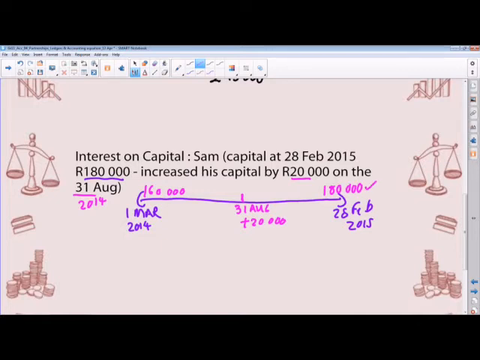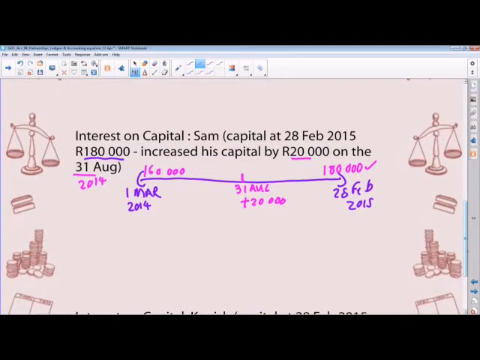So using this information, let's now calculate your interest on capital. Right, so for the first half of the year, he receives interest on a capital sum of 160,000. So 160,000 times the rate was 15% times it's halfway during the financial year, 6/12. Okay, so that will obviously be for the first half of the year.